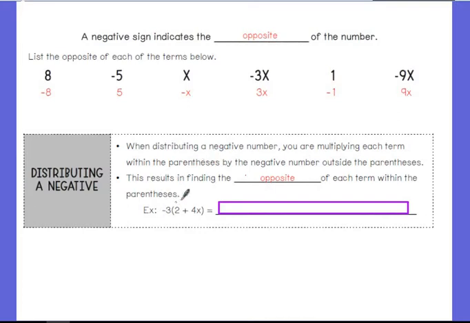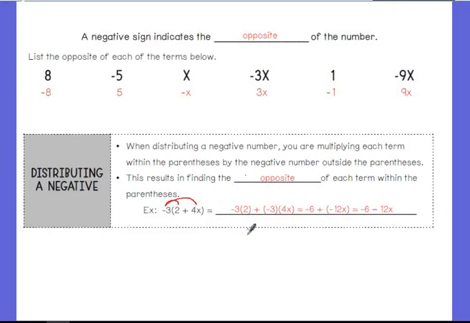So my example here, now I have a negative that's being distributed. So it's a negative 3 times a positive 2, a negative 3 times a positive 4x. I know this is a positive 4x because this sign in front of it goes with it. It's a plus sign, so I know this guy's a positive. Nothing's in front of this guy, so he's understood to be positive. So I'm distributing, multiplying everything by a negative 3.